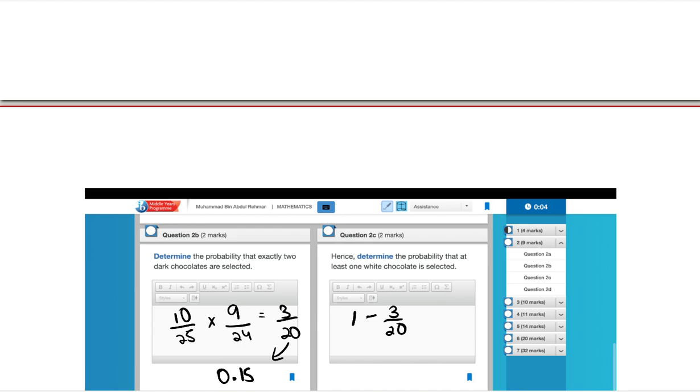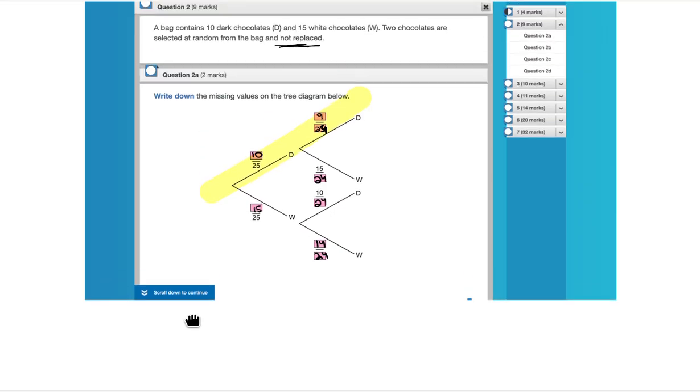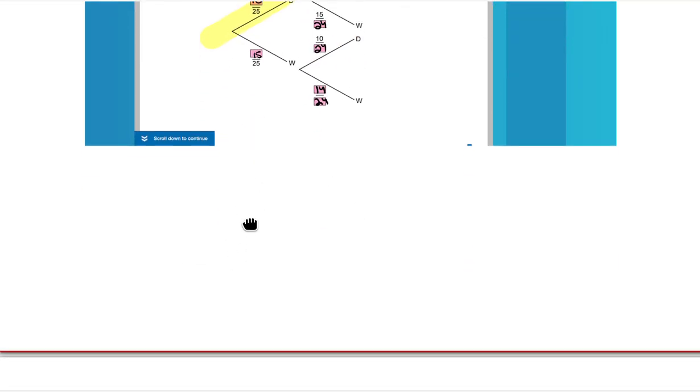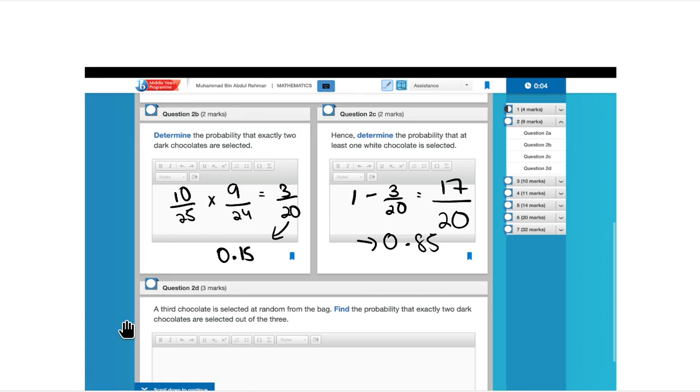So this is going to give us an answer of 17 over 20, or basically 0.85. So there is more of a chance that we get at least one white chocolate than us getting both dark chocolates. Right? I hope that makes sense.